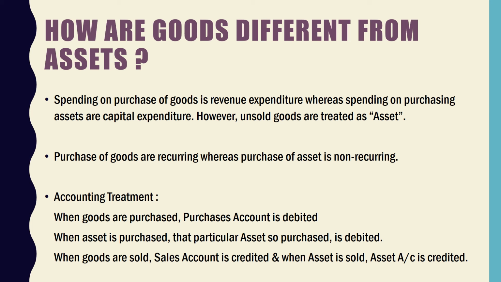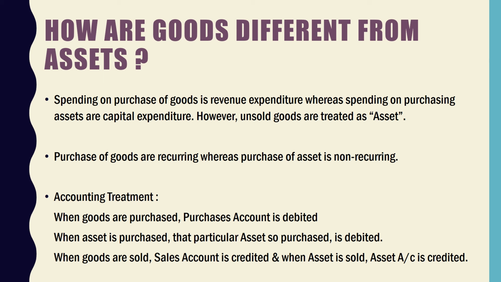So purchasing of assets and purchasing of goods are two different things. Purchase of goods is recurring and purchase of assets is non-recurring. You will not purchase assets every now and then, but goods you need to purchase on a regular basis, the frequency is more. And when we discuss accounting treatment, if you're purchasing goods, purchases account would be used. But when you're purchasing an asset, then that particular asset which you have purchased would be debited. Similarly, when you're selling goods, sales account would be credited, but when you're selling an asset, the asset account would be credited. Now, simply, you just need to understand how purchase of assets and purchase of goods differ.